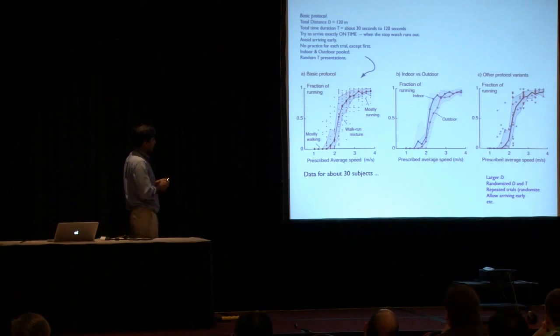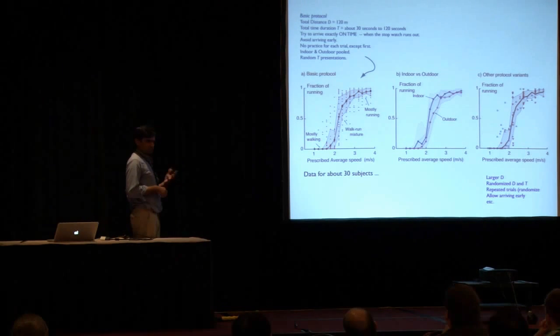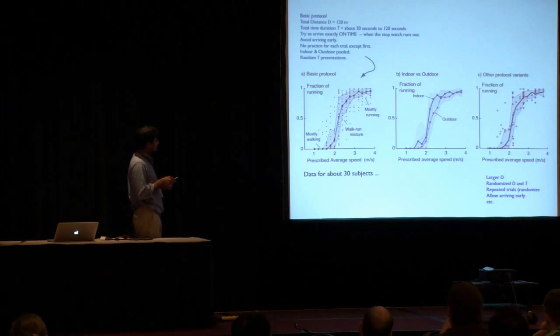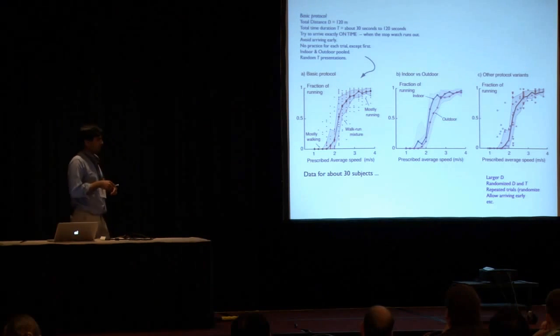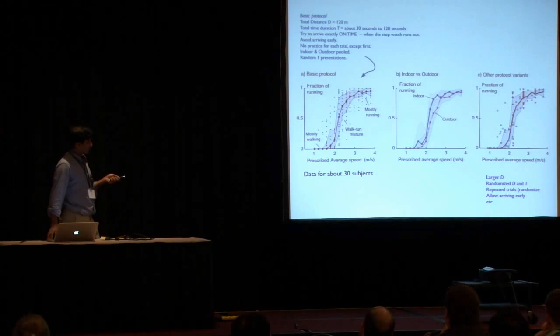Leroy actually did the experiment, and we got a bunch of subjects, and we gave them the task of going from A to B. We gave them a stop clock, which is counting down, which prescribes the average speed, and we saw what fraction of walking and running they used, and we got this curve. This is the fraction of running used as a function of average speed, and you notice that, of course, they use mostly walking and mostly running, and then they use a mixture in between. It's understandable.